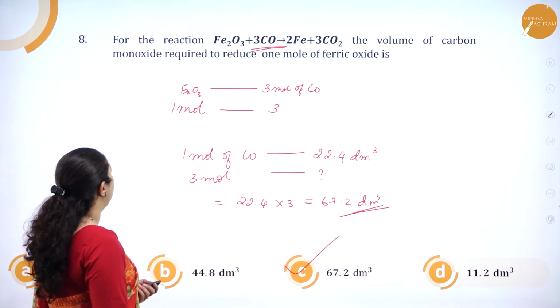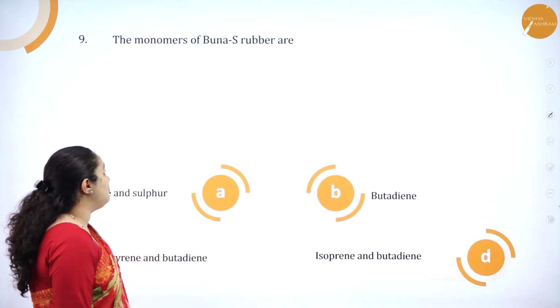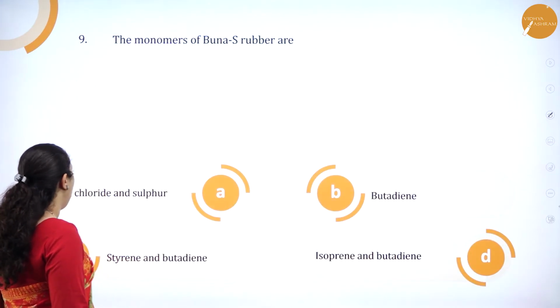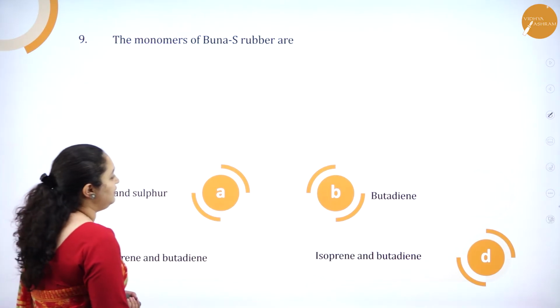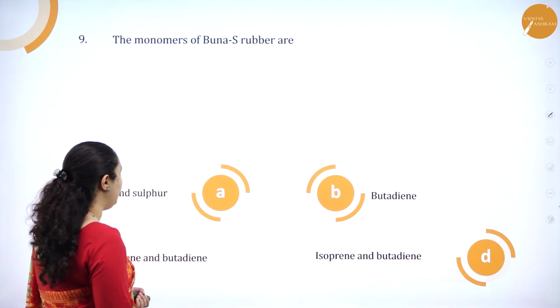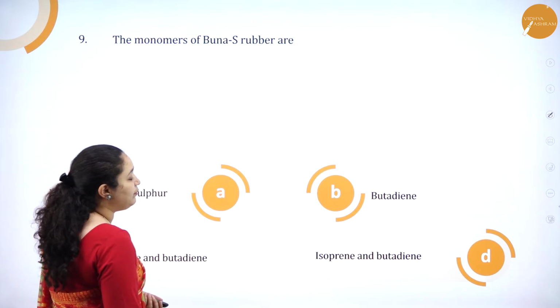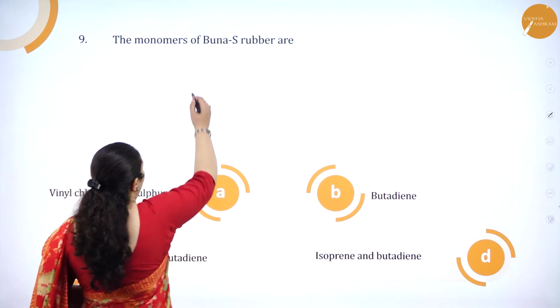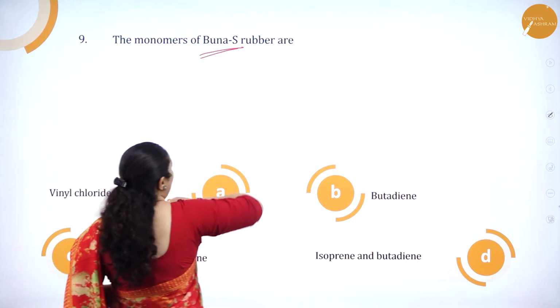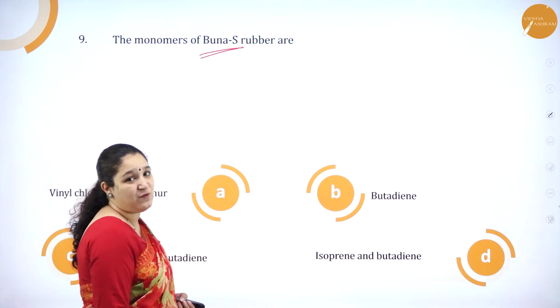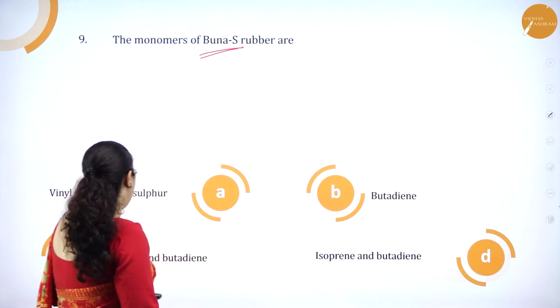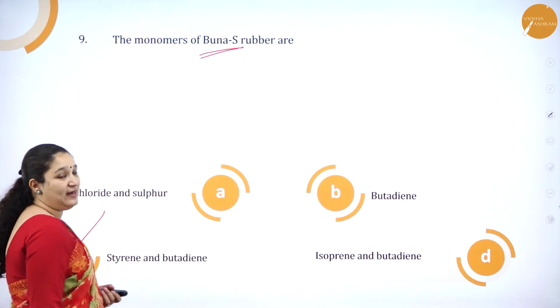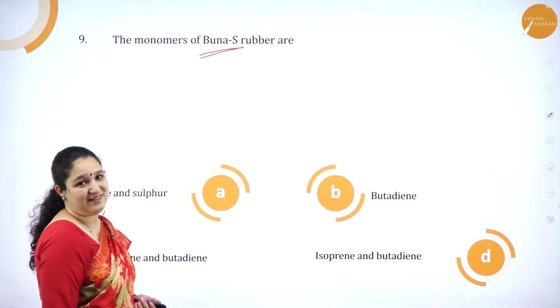Next question. The monomers of Buna-S rubber are: vinyl chloride and sulfur; butadiene; styrene and butadiene; isoprene and butadiene. So for Buna-S, Bu stands for butadiene, S stands for styrene, isn't it? So it is styrene and butadiene. Option C is the correct answer.